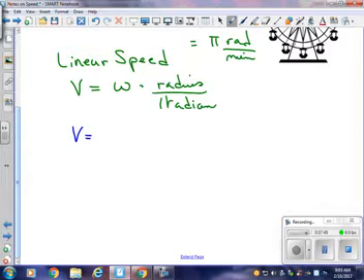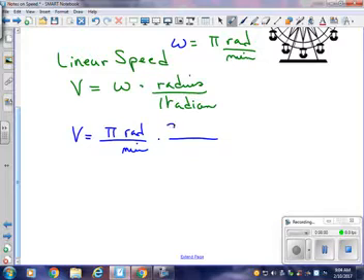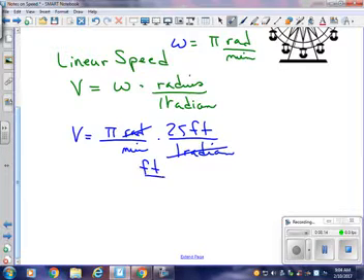So we're going to take omega, which we just found a few minutes ago. Right here is omega. Omega is pi radians over 1 minute. And we're going to multiply that by the radius, which we said was 25 feet, over 1 radian. And then we see that the radians are going to cancel, but the pi doesn't cancel, just the radians do. And feet over minutes are the only units I have left, so now I know my units are going to be in that particular format.